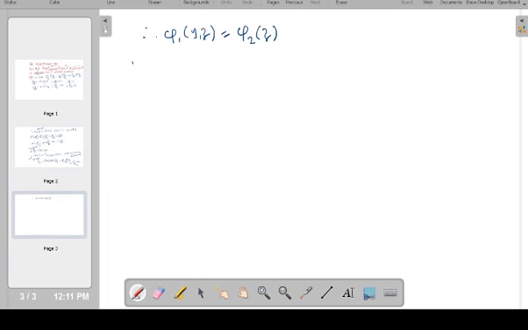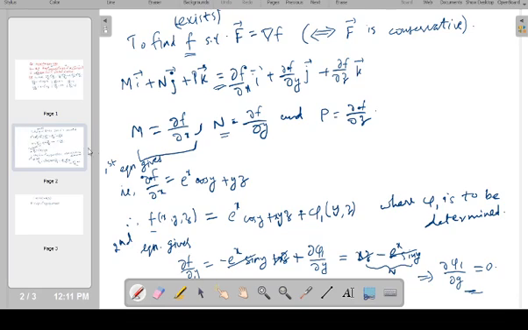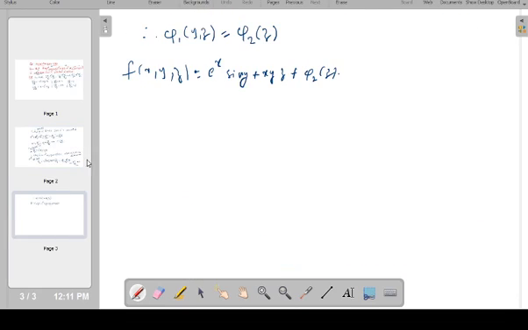F of x comma y comma z equals e to the power x cos y plus xyz plus phi2 of z. Sorry, it is cos y, not sin y. So let me make that change. This is cos y.